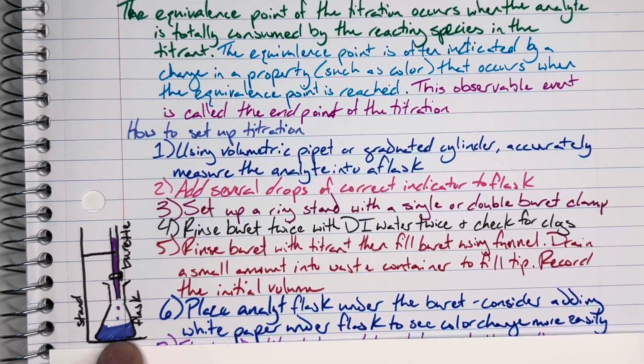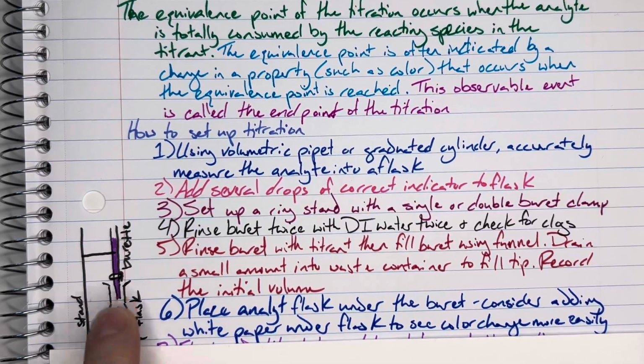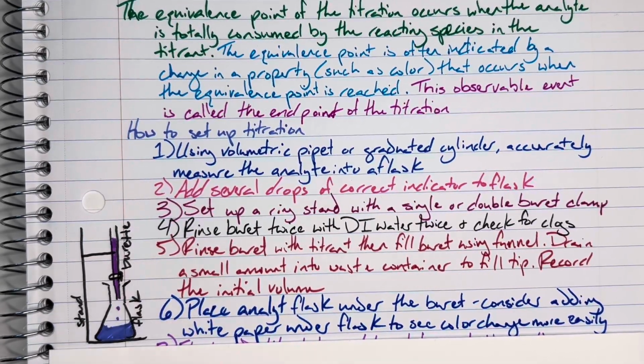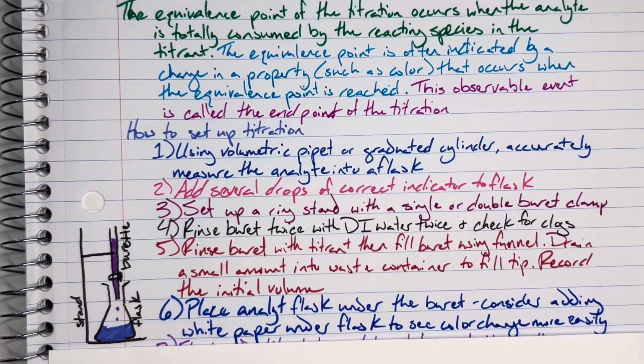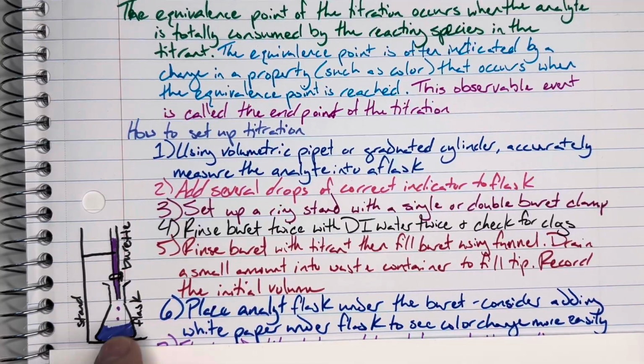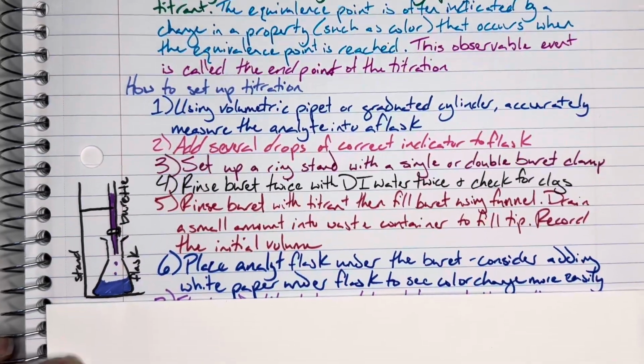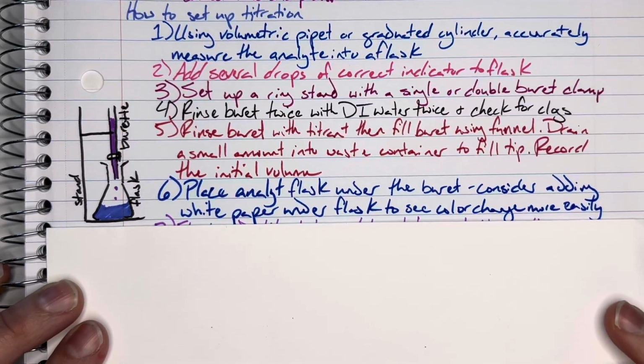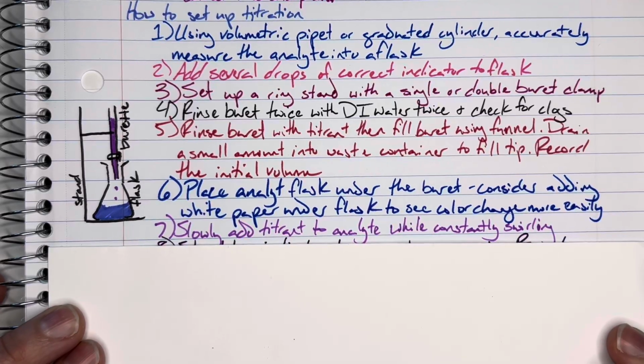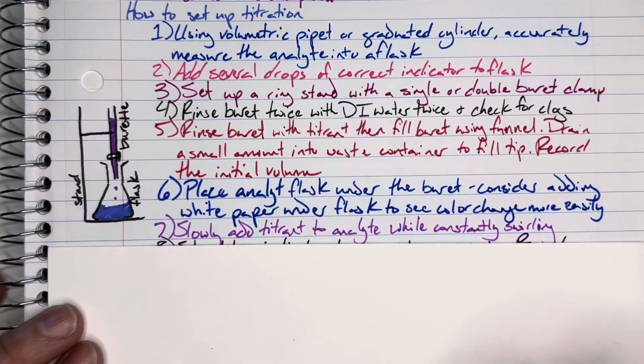So we will have a stand, our flask with our analyte of unknown concentration, and our burette full of the titrant of known concentration, and then we are adding the titrant to the flask of the analyte. We are slowly adding the titrant to the analyte, and we are constantly swirling.